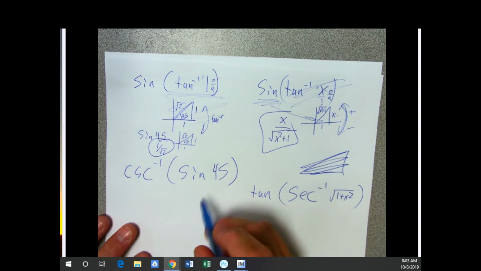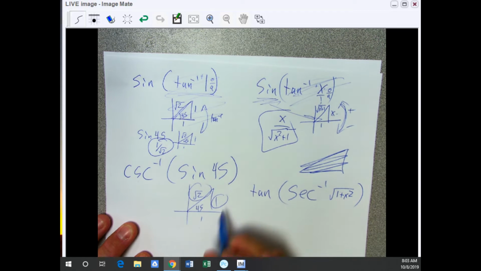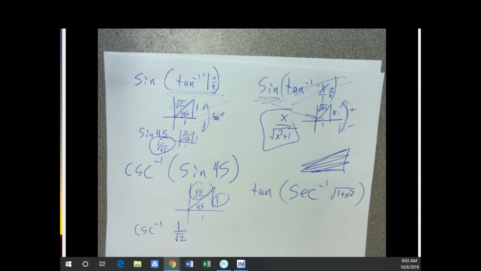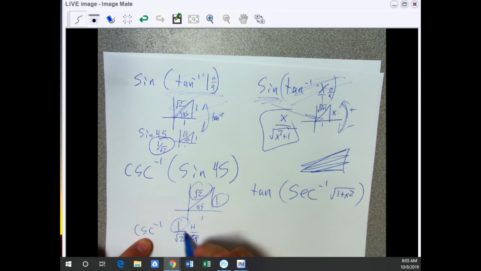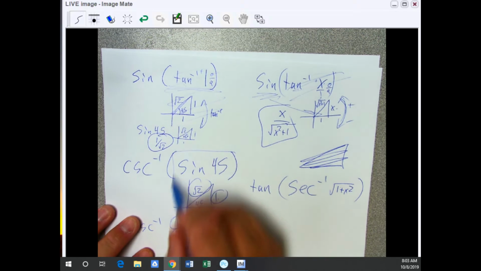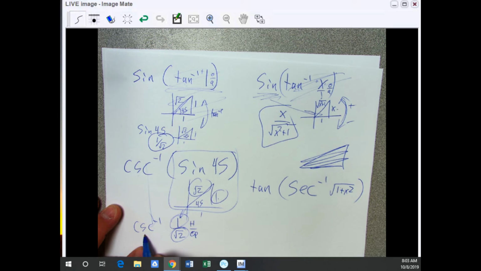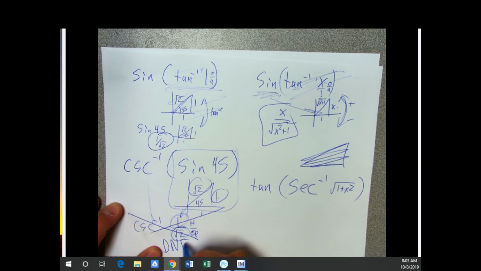Down here, we have sine 45. So let's see here. Sine of 45, there's a 45, 1, 1, root 2. Sine would be 1 over root 2. Now, we want to find the cosecant inverse of this. Now, I don't know that I did a great job on this. Because if cosecant is hypotenuse over opposite, I have a problem. This hypotenuse is smaller than this opposite. So even though I was totally able to do this part of it and get the answer, I can't go any further because finding the cosecant of something where a hypotenuse is smaller than the opposite does not exist.